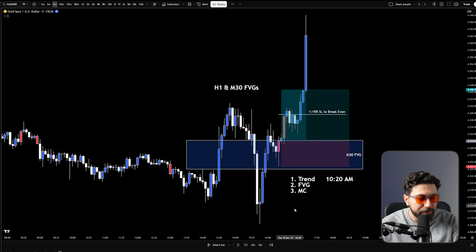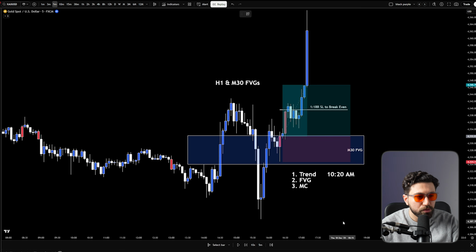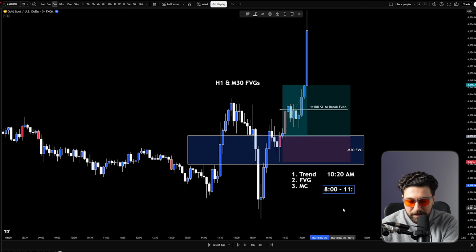We first identified the current market condition, the trend, and then we waited for a fair value gap to be formed, and then a manipulation candle on the 5-minute time frame of the fair value gap. And the timing was perfect as well because we were during high volume times, and the exact time this manipulation candle printed was 10:20 a.m. And with this model, you're going to look for trades, especially when we are speaking about the New York session, from 8 a.m. to max 11 a.m.